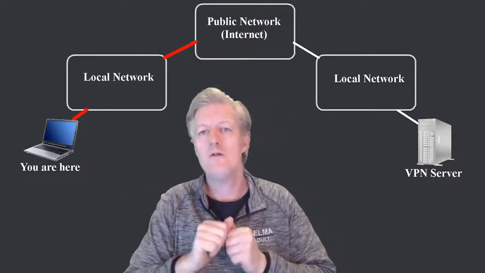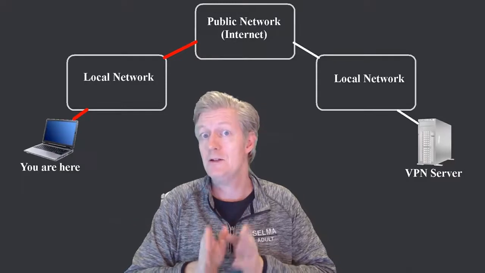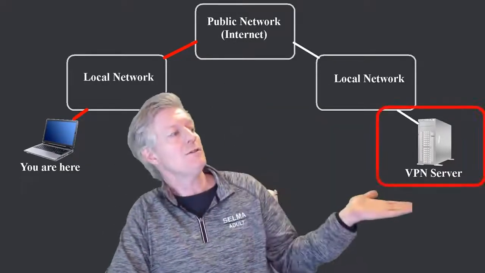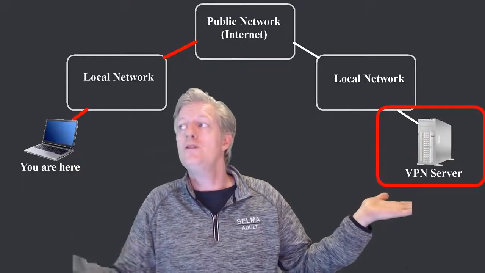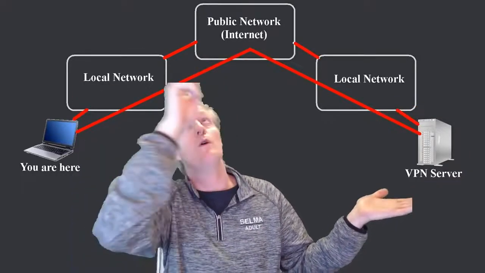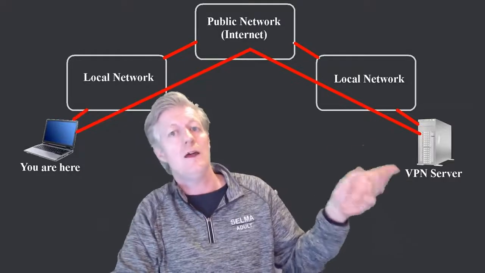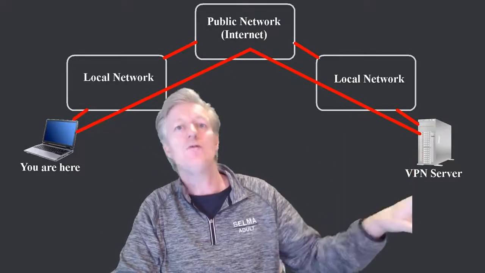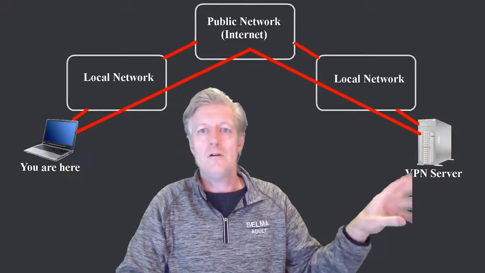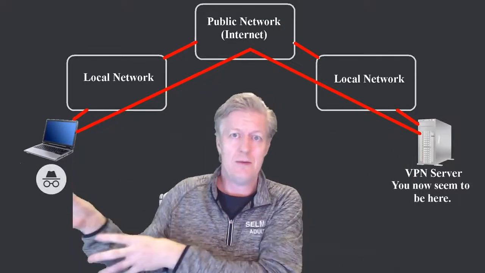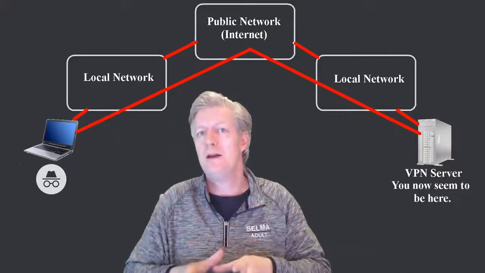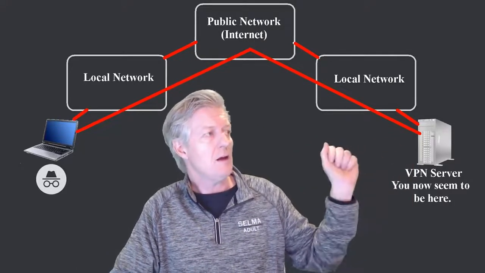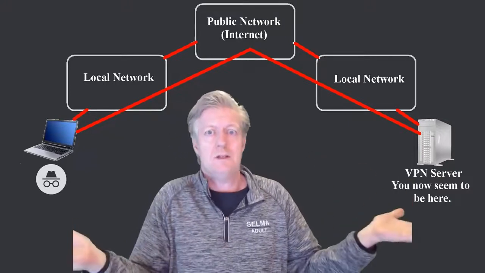So let's now throw in a VPN server, a virtual private network server, over on this side. Now, once you log in, that's that red line that's going in, you're now logging in to that virtual private network server. And after you've logged in, no longer is your IP address the same as it was. You now have a new IP address that the VPN gives you. And also your location is unknown.